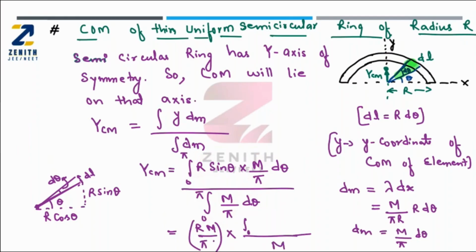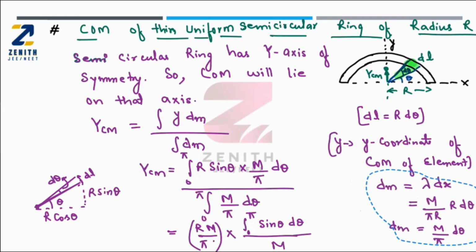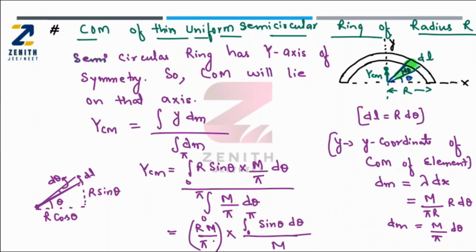So what is left from 0 to pi? It is left with the sine theta d theta. Now you have to integrate the sine theta from 0 to pi. What is the sine theta integration? Minus cos of theta, and it is varying from 0 to pi. So this will also cancel out.